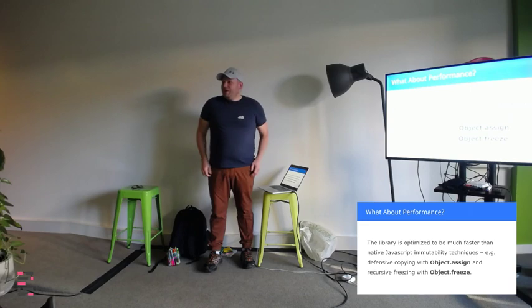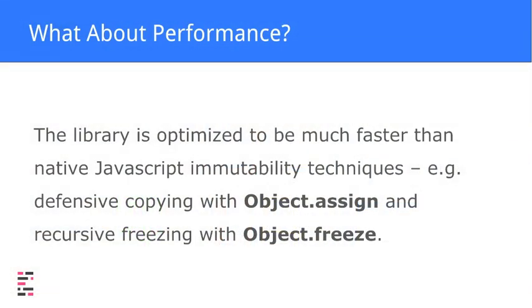All right, so the first thing that people ask about Immutable.js is, what about performance? I think it's a valid question. Immutable.js has been optimized to be even faster than native JavaScript immutability techniques, for instance much faster than defensive copying and recursive freezing. The first thing the Facebook engineers thought when they started on the project was that we can't create something that is non-performant.